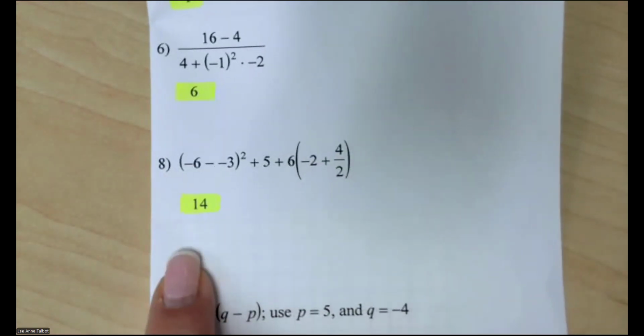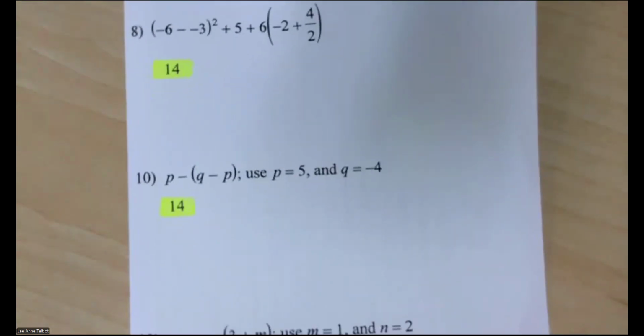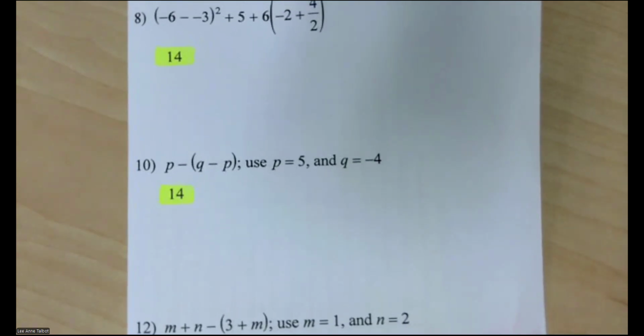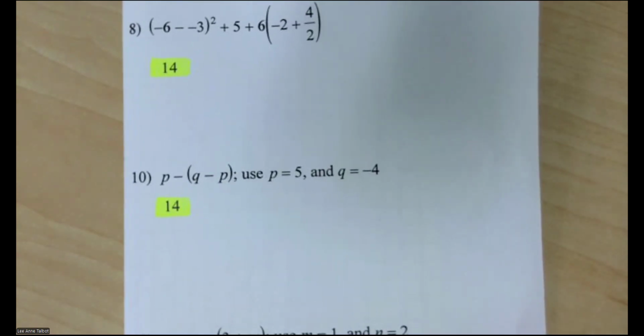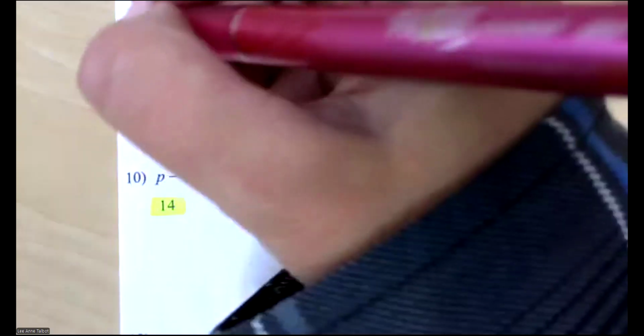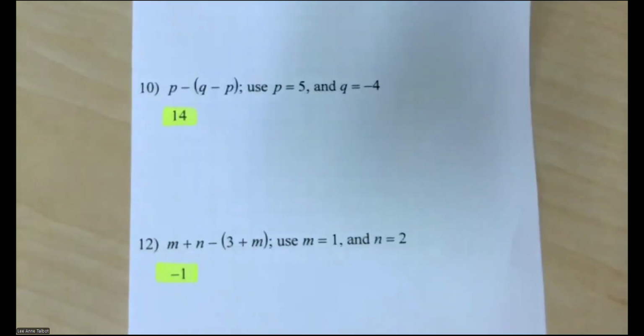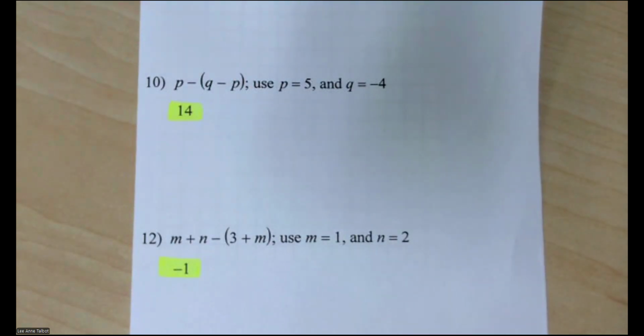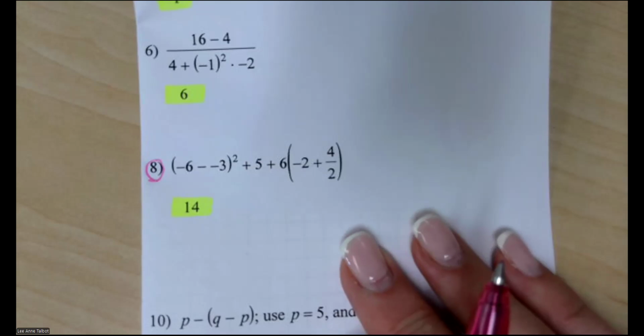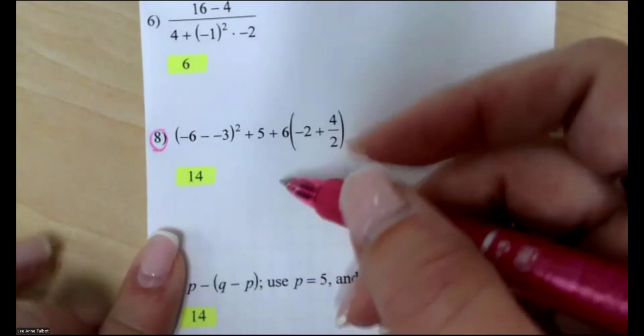Okay. So number 8 is supposed to be 14. Number 10 is also 14. Circle this so I remember to come back to it. Okay, and then number 12 is -1. Does anyone need any of those answers over again? Yes, which ones? Oh, you mean the problem? The answer was 14, but I'm going to go over the problem right now.